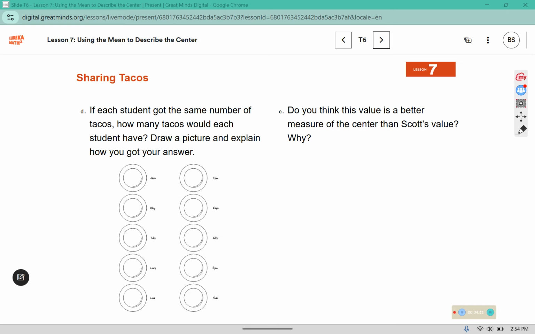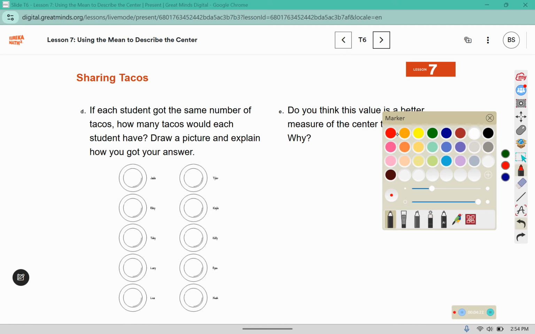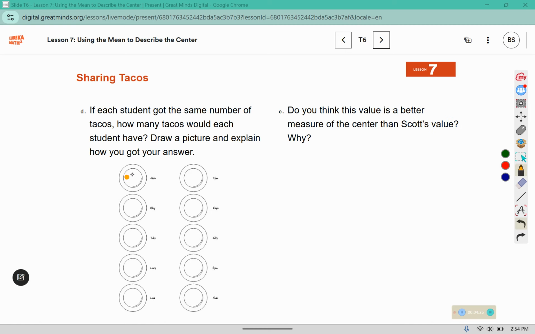If each student got the same number of tacos, how many tacos would each student have? Draw a picture and explain how you got your answer. I'm going to start by placing a dot for each taco on the plate that they had. So Jada had 3, Riley had 3, Toby had 1, Lacey had 1, Lisa had 4, Tyler had 4, Kayla had 2, Kelly had 5, Ryan had 4, and Noah had 3.